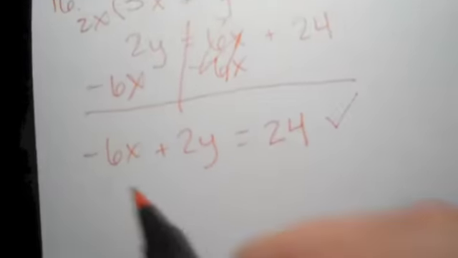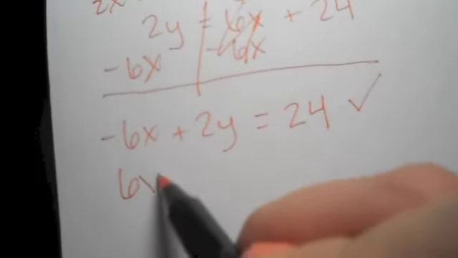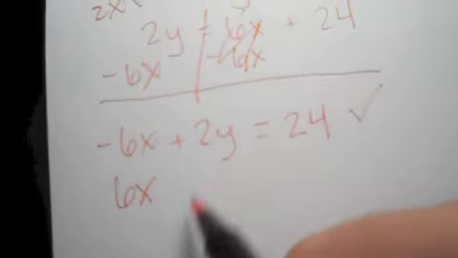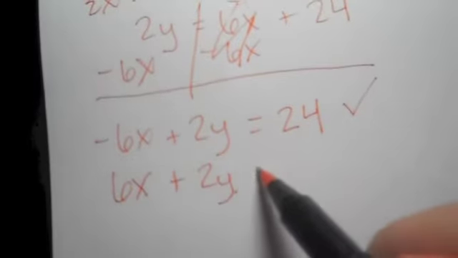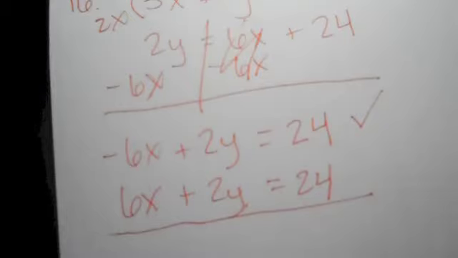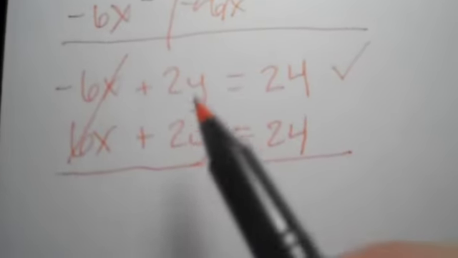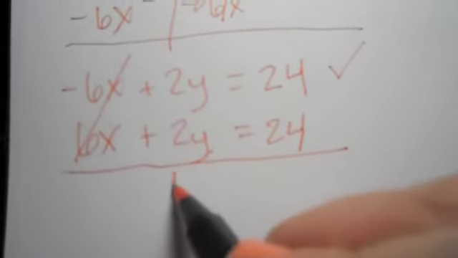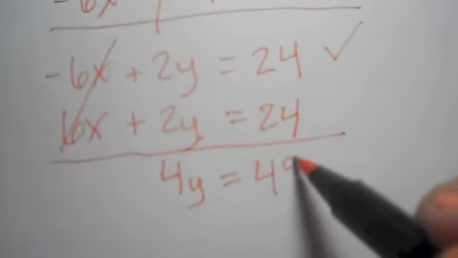Let's look. Let's multiply 2 by this top equation. So it becomes 2 times 3x becomes 6x. 2 times y, that's 2y. 2 times 12, that's 24. Alright, let's see if it works. Minus 6x and a positive 6x. Perfect, that's exactly what we wanted it to do. The x is canceled. Okay, 2y plus 2y, that's 4y. 24 plus 24, well, that's 48.